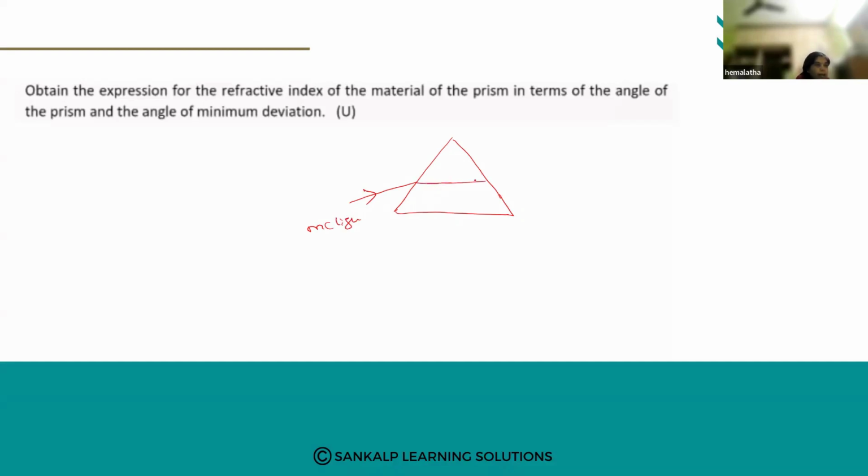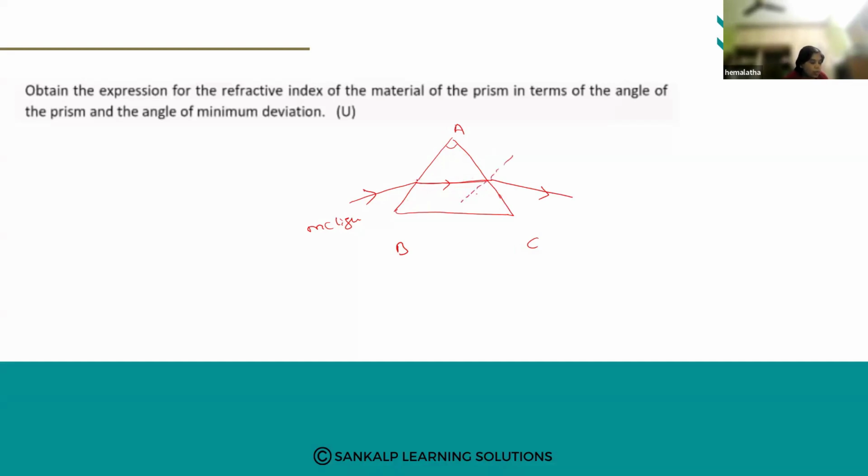Now that refracted ray is parallel to the base of the prism. That also you know, A, B, C. Okay, this is known as the angle of the prism. Next one is after refraction, it comes like this. Now if you draw the normal and angle of emergence and everything we will draw.